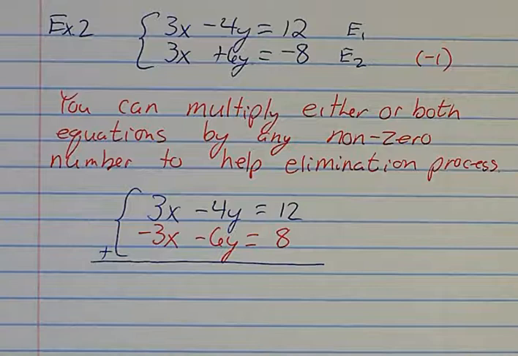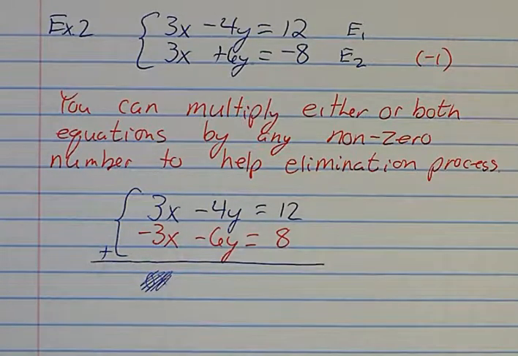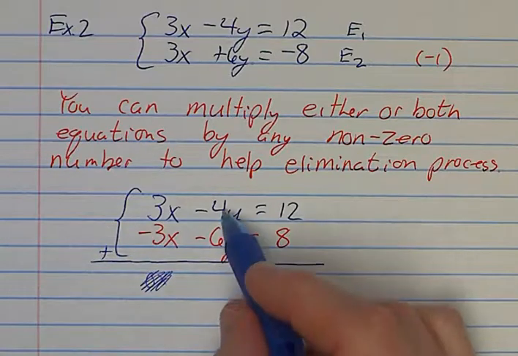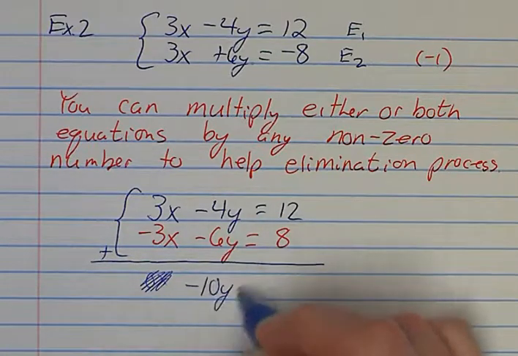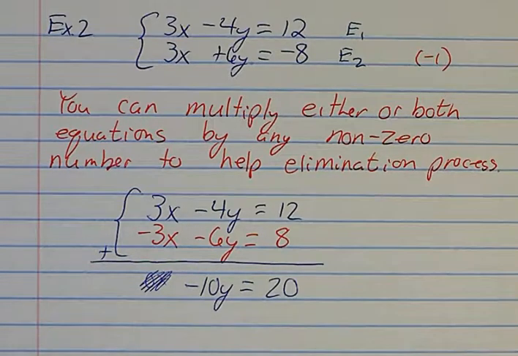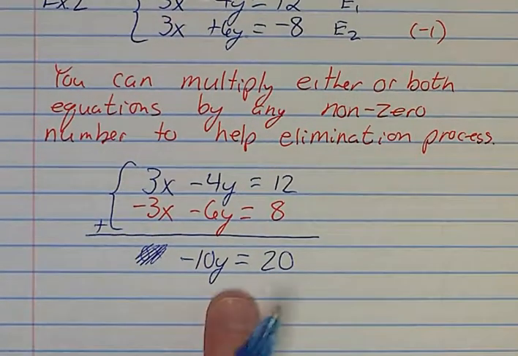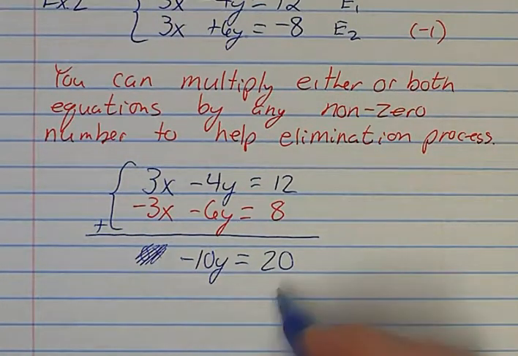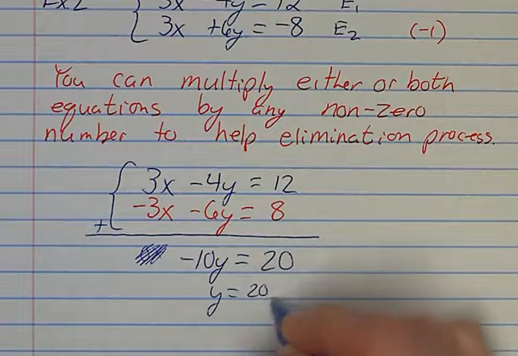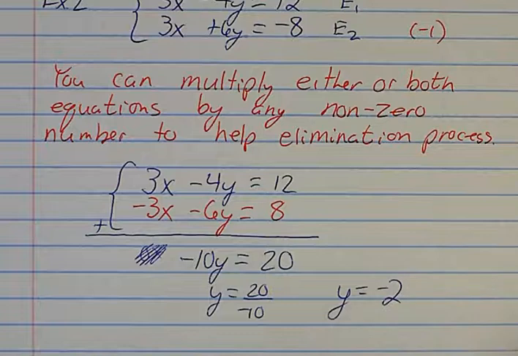Now put them together. 3 minus 3 is 0x, and that's what we want because now that's gone. Negative 4 and negative 6 is negative 10y. 12 plus 8 is 20. And again, once you get past that first step, this should be a really easy equation to solve because you're going to take 20 and divide it by negative 10. So y is negative 2.